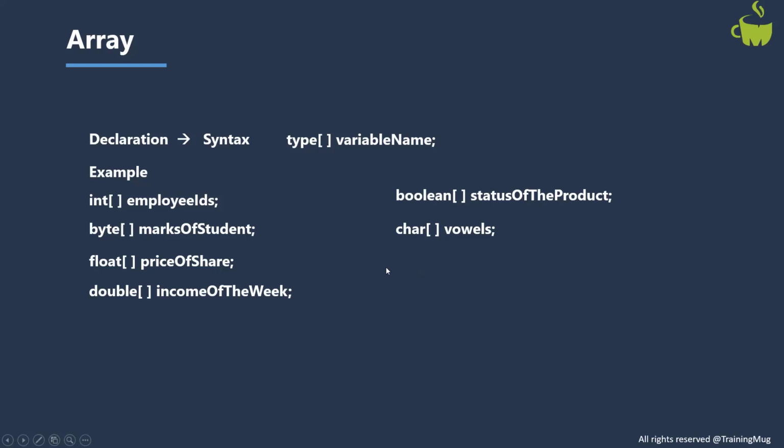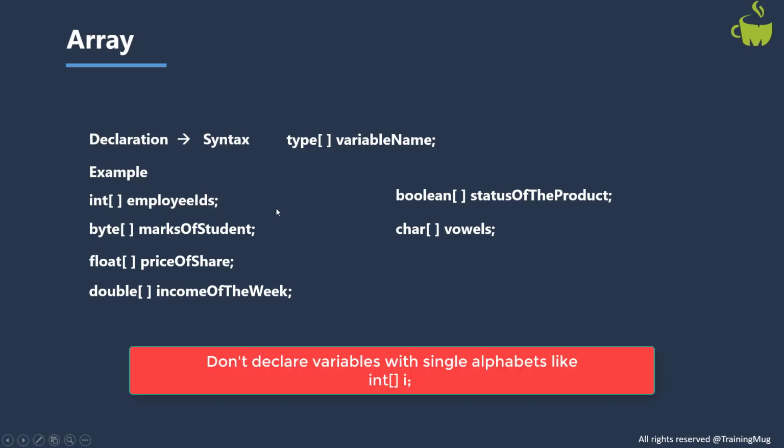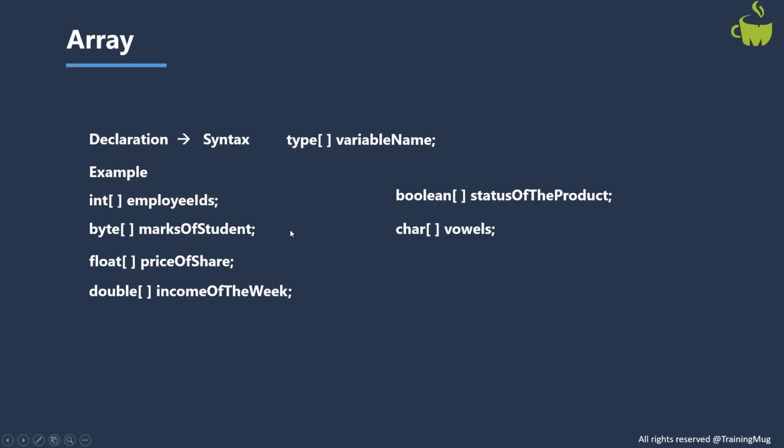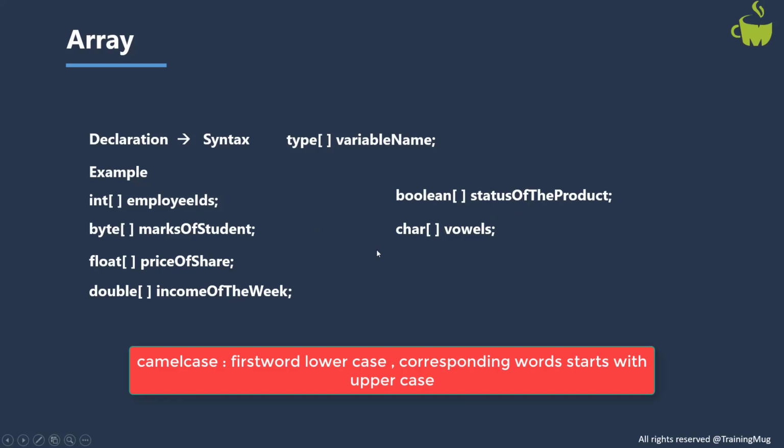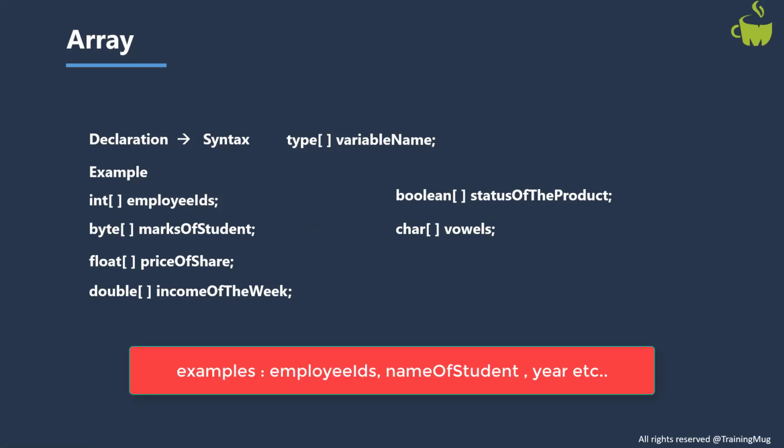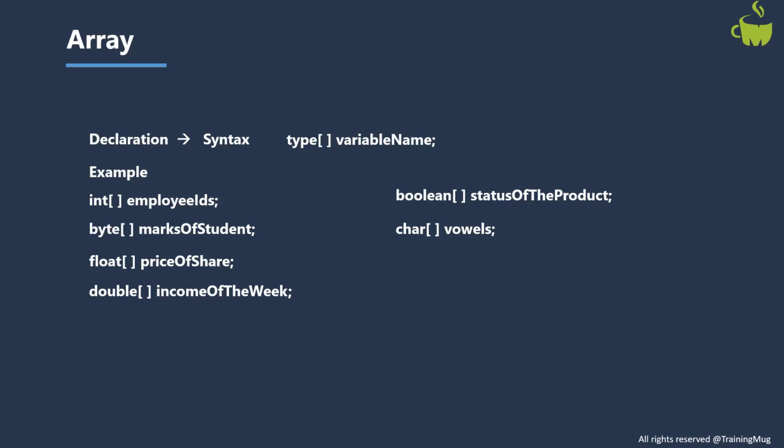A very important point here is that most freshers, whenever they declare variables, use alphabets like i, j, k, x. Do not declare like that, because according to coding standards, variable names must be very descriptive. Since we are creating IDs of employees, you can simply create employeeIDs, marksOfStudent, priceOfShare, and you also need to follow the camel case coding standard whenever you create a variable. This is very important whenever you write code, so get into the habit from the very beginning.